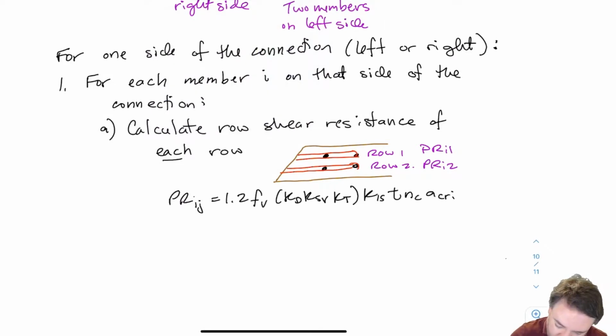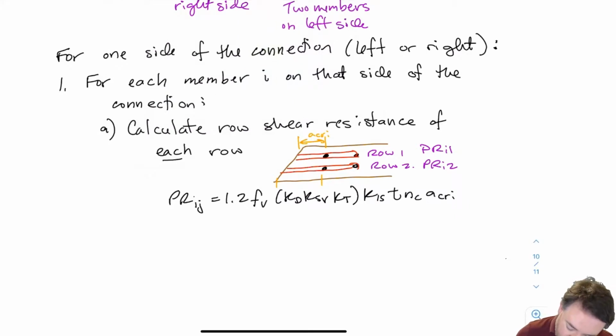Now, in this case, for example, if I have one distance that's like this and another distance that is like this, this is the one that's going to be ACRI, right? It's going to be the shortest one that governs. We already talked about that.